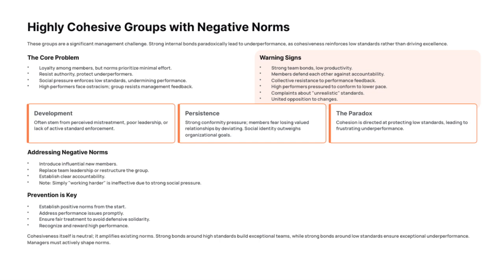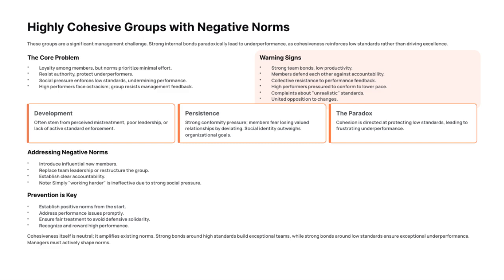When it comes to addressing negative norms, the problem is that cohesion often protects low standards, leading to persistent underperformance and frustration. There's a paradox here. Members feel intense conformity pressure because they fear losing valued relationships if they deviate from the norm.